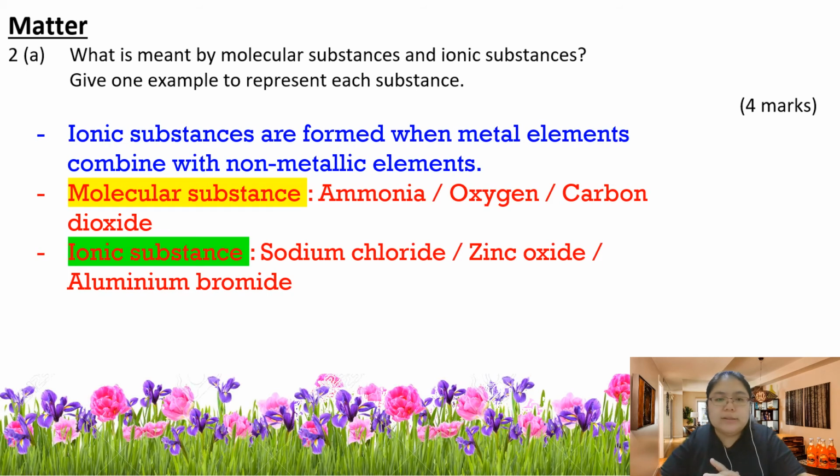Okay, ionic substances form by a metal element combined with a non-metal element. So one is a metal, another one is a non-metal, when they join together. From here they give you the example. We have ammonia, oxygen, and carbon dioxide. For the ionic substance, you can say sodium chloride, zinc oxide, or aluminium bromide. So this one is an example.